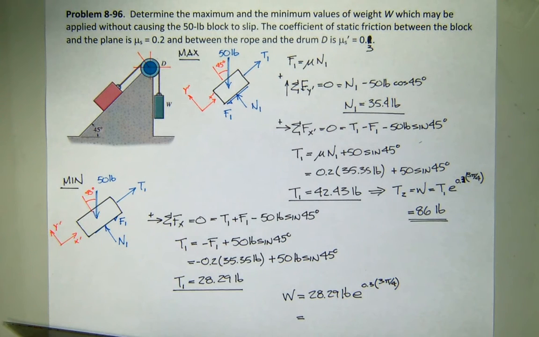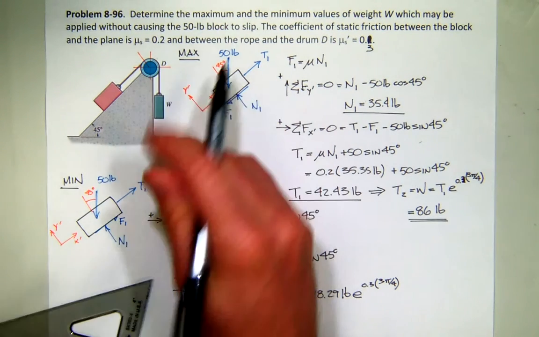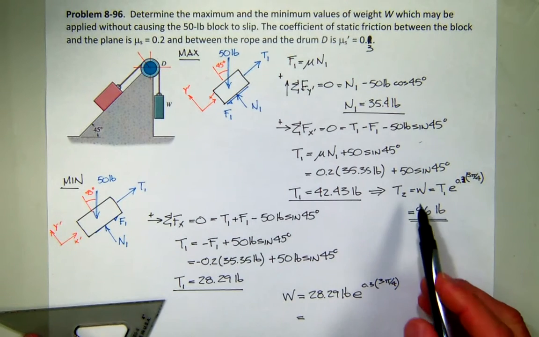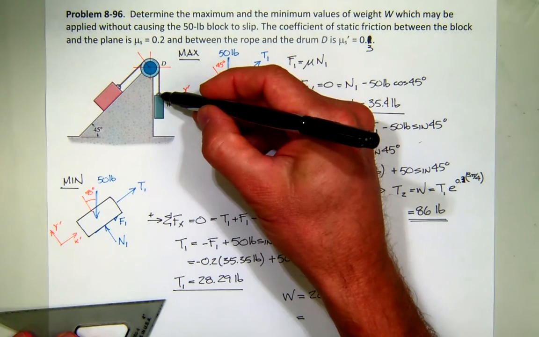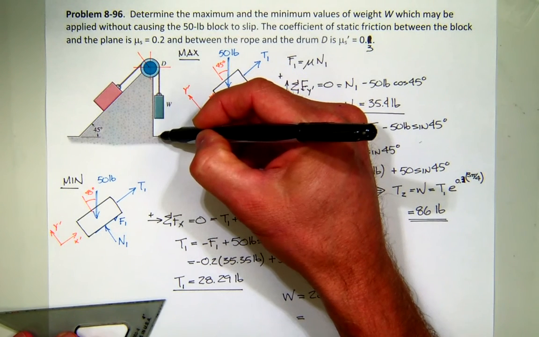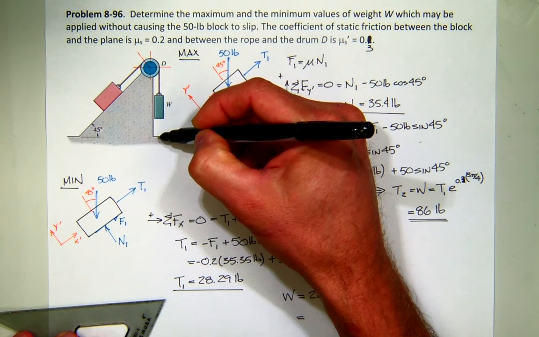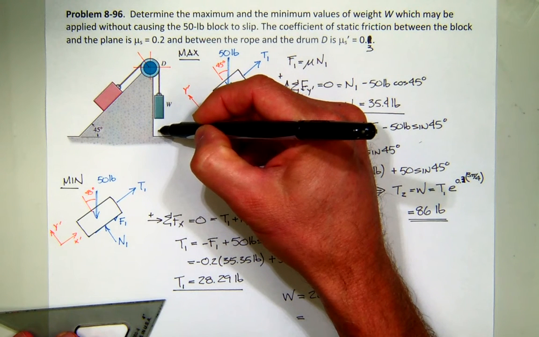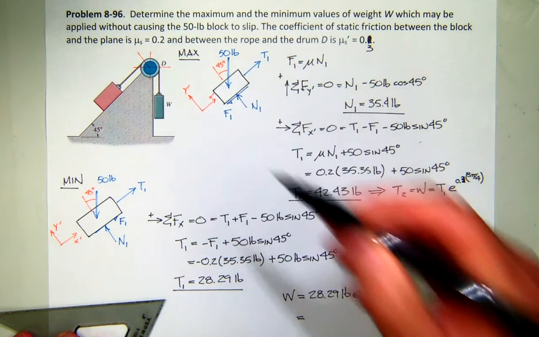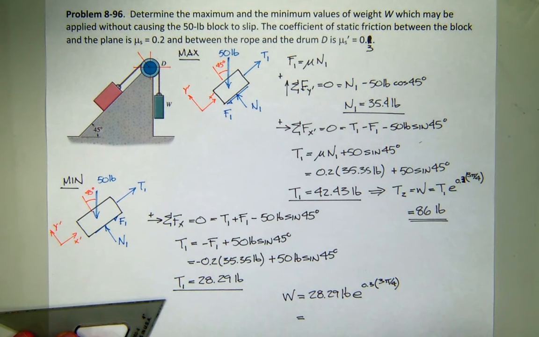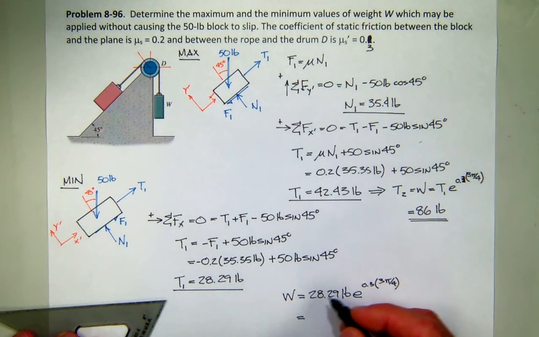Does your mu also change for the T1? No, it's still the same contact, except now it's going in the opposite direction. Oh, yeah. When we did max, the weight is going down. And now we're doing min, the weight would tend to move up. So what's that? Did I do that right? I did that wrong. That's wrong.